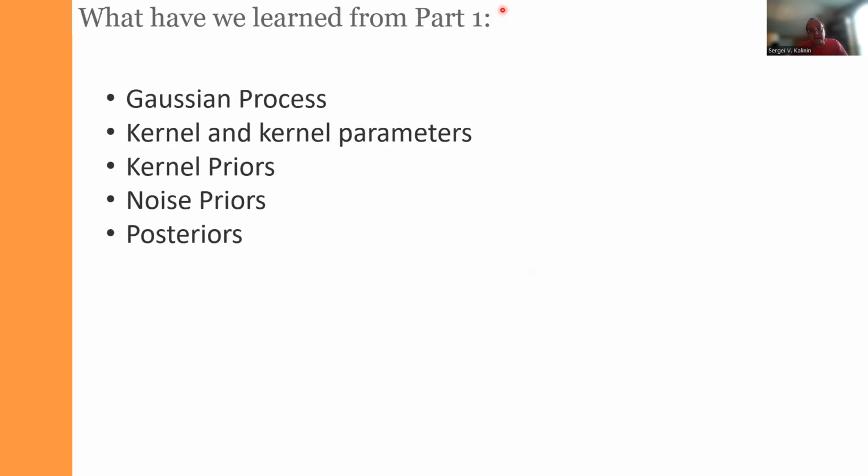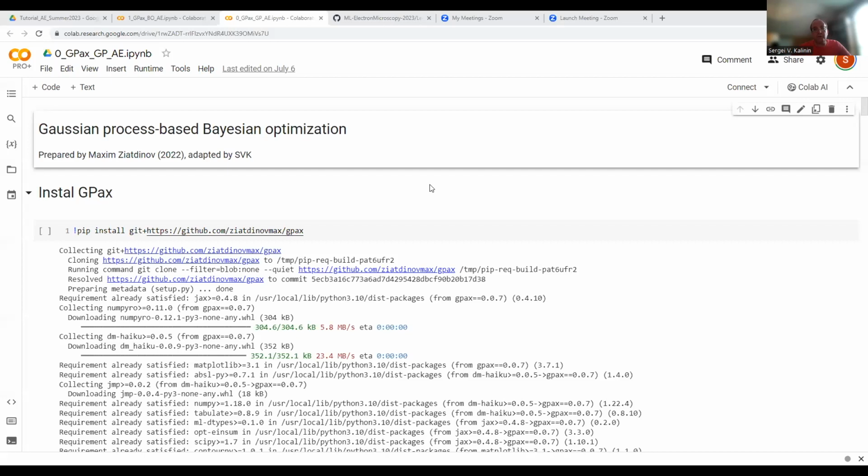Now let's switch from the lecture to the notebook. The notebooks, as before, are in the folder on GitHub, and go to the notebook which is called 0 GPAX GP. Let me share the screen with you. Where is it? Here we go. And then we are going to play with these objects.